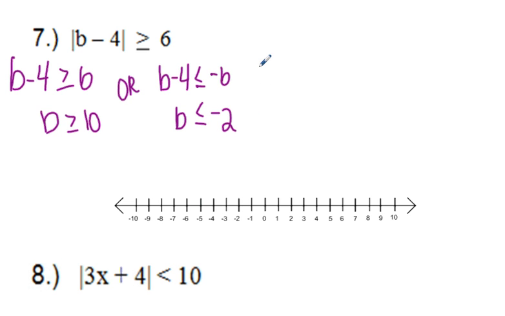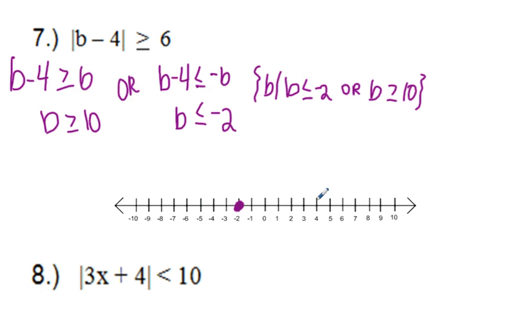As we've also done before, we're going to write our solutions in solution set notation, defining our variable, and then saying that b is less than or equal to negative 2, or b is greater than or equal to positive 10. And of course, as we've done in the previous lesson, we are going to graph our solution set on the number line with closed circles at negative 2 and at positive 10, indicating that both of those values are a part of my solution set.